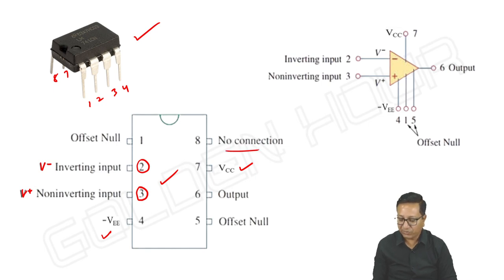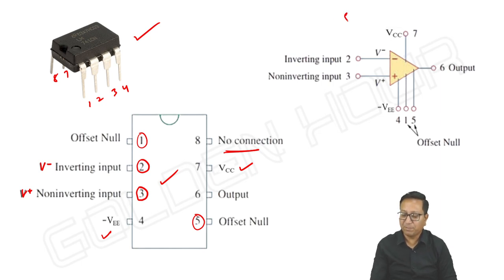Pin number 8 has no connection, and it doesn't contain any ground terminal. And two more terminals, known as 1 and 5, are known as offset null. What is meant by offset? We'll see. Nothing to worry.